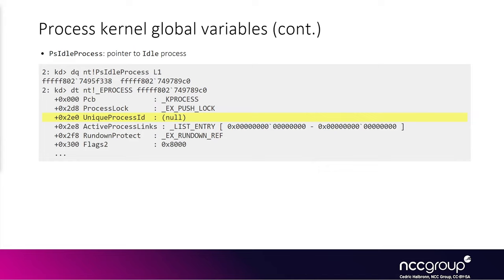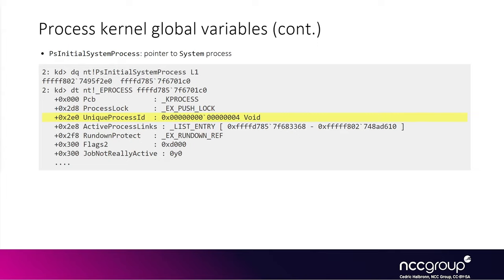We use the PsIdleProcess symbol to get the eProcess address associated with the idle process, which is the process which does nothing. And then we display that eProcess structure using the dt command. We see that the idle process doesn't have an actual PID, which is interesting because all the other processes on the system do have one. Here we do the same for the actual system process. And as I mentioned earlier, we can see it has the PID 4 hard-coded.